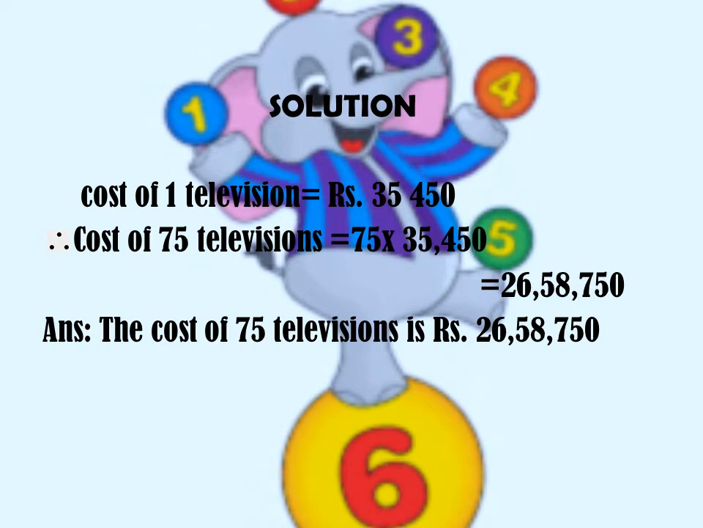So in this particular sum, cost of one television is rupees 35,450. Therefore, the cost of 75 televisions would be 75 into 35,450. We do the working somewhere else and we get the answer. And at last, we write down the answer as the cost of 75 televisions is rupees 26,58,750.